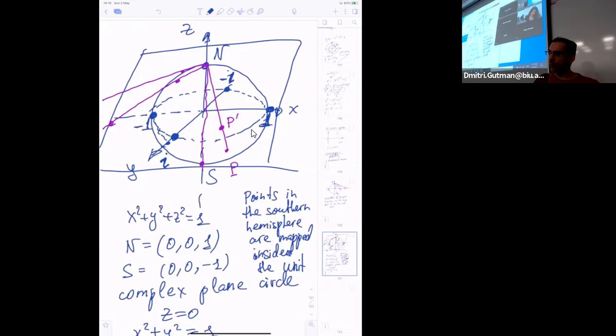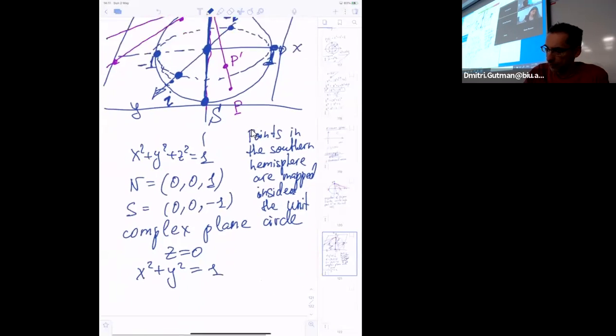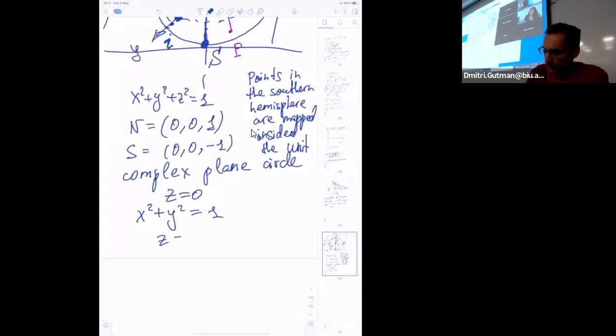So southern pole corresponds to the point z equal 0 on the complex plane. This is this line. It crosses it here. So there is a correspondence between point at the origin and the southern pole. So point z equals 0 on the complex plane is mapped to the southern pole on the Riemann surface.